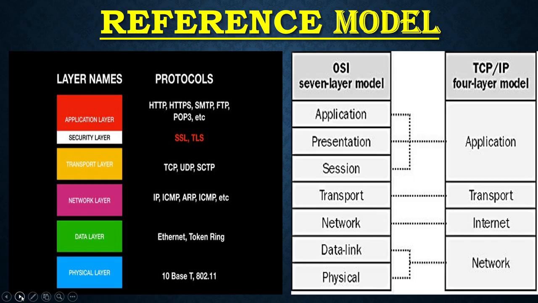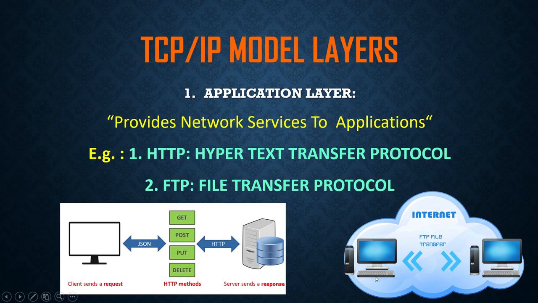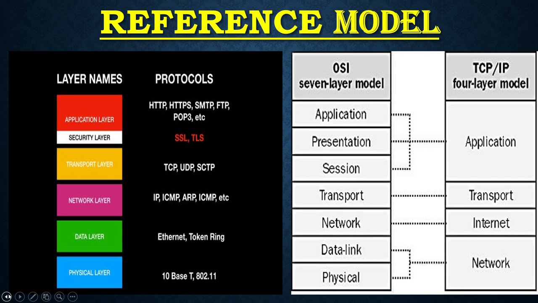Next is the reference model. Reference model means there are two types of models. One is the OSI 7-layer model, and the second is the TCP/IP 4-layer model. The OSI 7-layer model has seven layers: application, presentation, session, transport, network, data link, and physical. These are the OSI 7-layer model. And in the TCP/IP 4-layer model, application, presentation, and session come under the application layer.